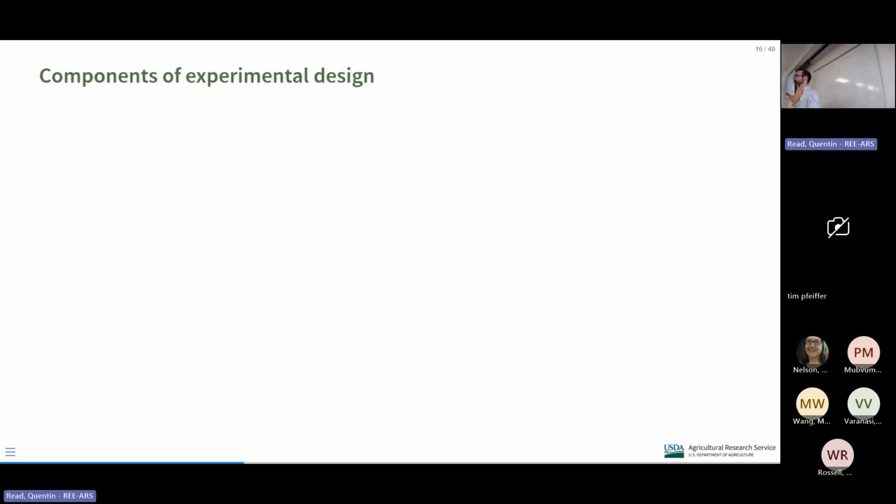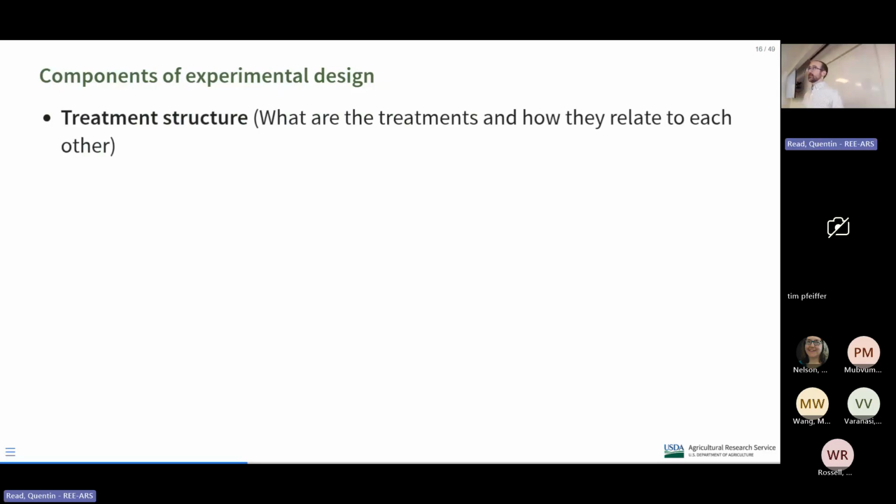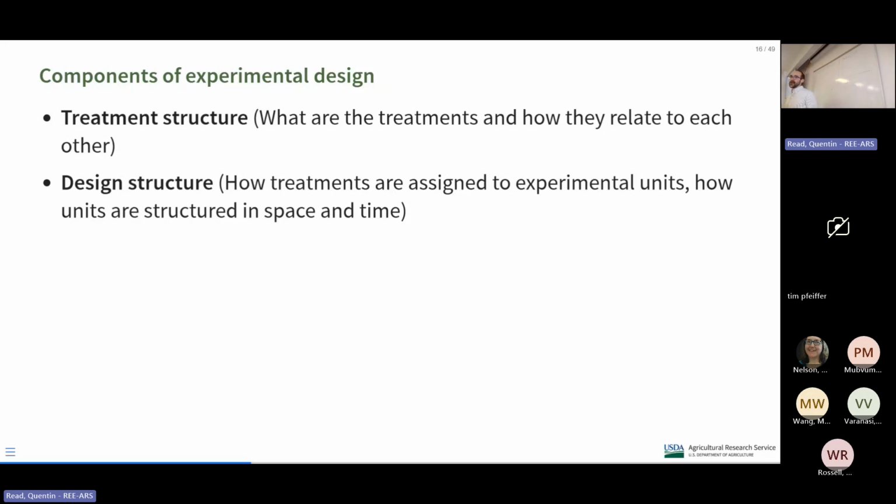So how can we break down experimental design into different components and then think about how each one should be set up? There's sort of three components to the structure of an experiment. And this is some stuff you'll see in the literature. And I'll go through each one. One is treatment structure. What are the treatments? How are they applied and how do they relate to each other? Design structure is how the treatments are assigned to experimental units and what is the relationship between the different experimental units in space and time. That's where blocking and stuff comes in. We'll talk about that in a minute.